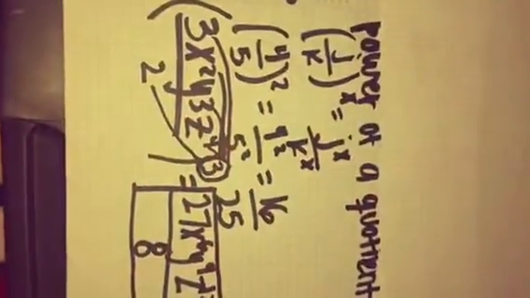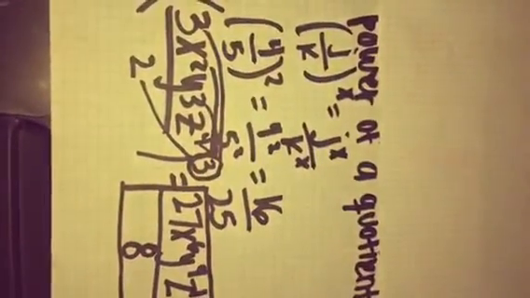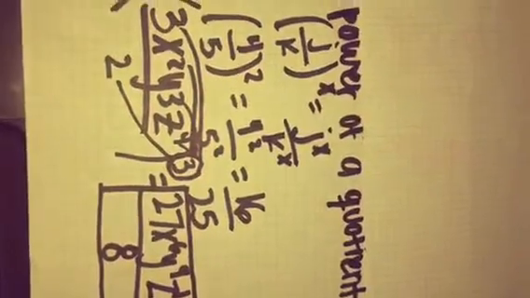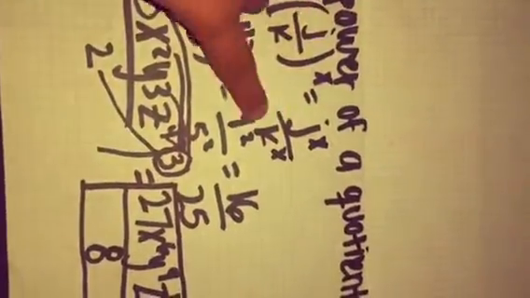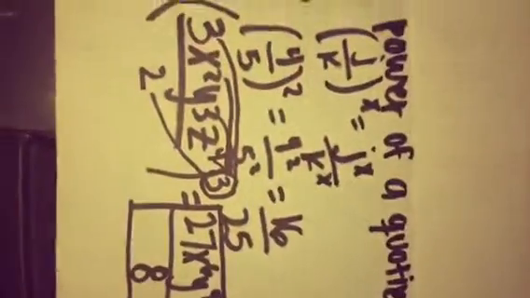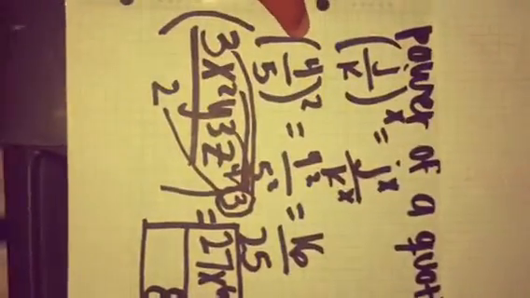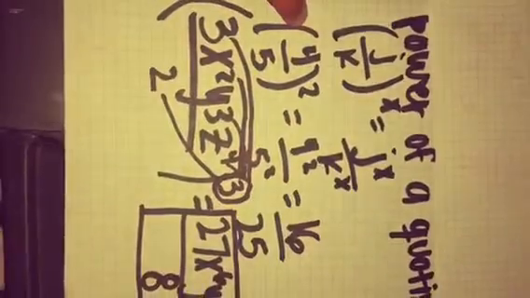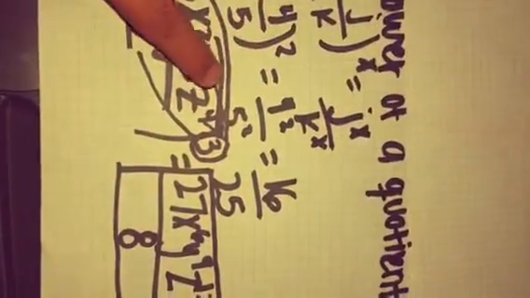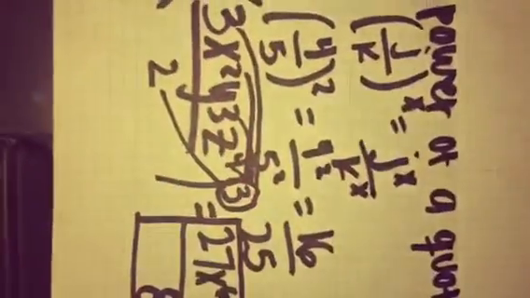For the power of the quotient, you're going to just basically apply the exponent to everything. So the first one is just going to equal j to the power of x over k to the power of x. For the second one, 4 over 5 squared is just going to equal 4 squared over 5 squared, which equals 16 over 25.